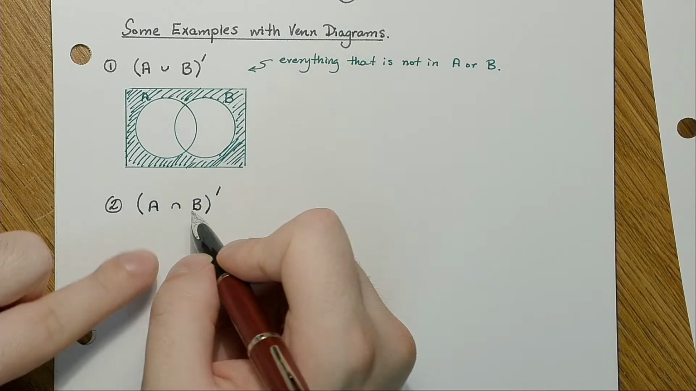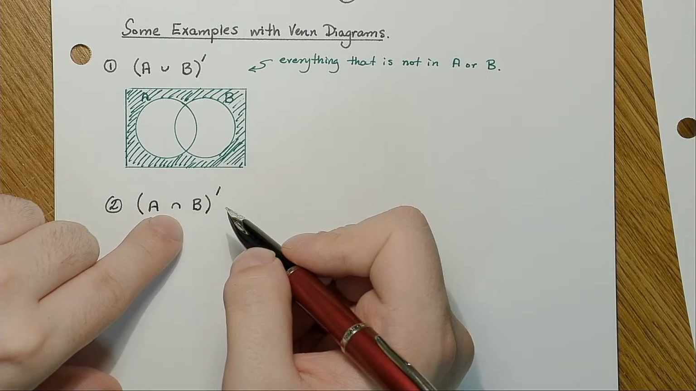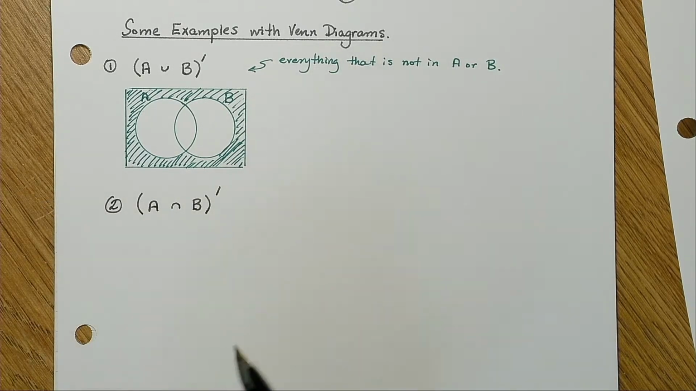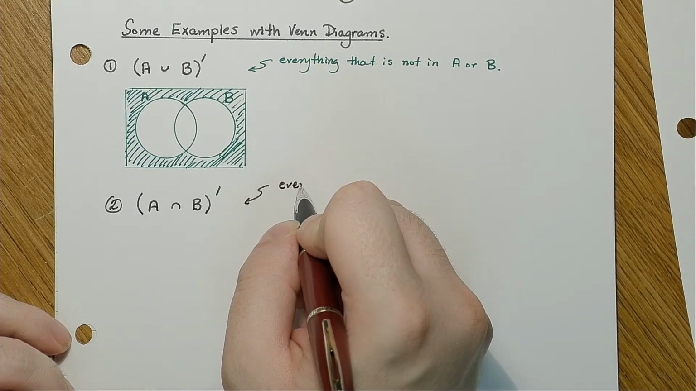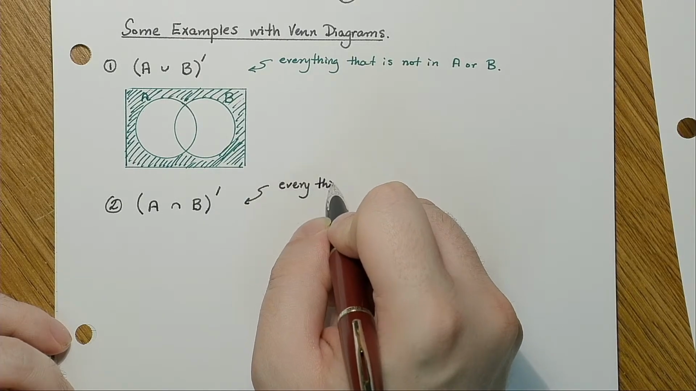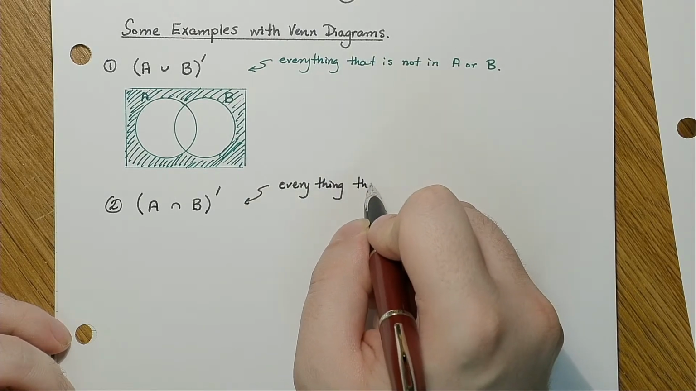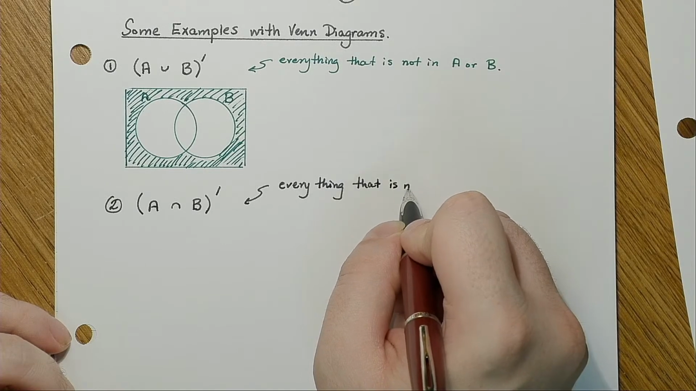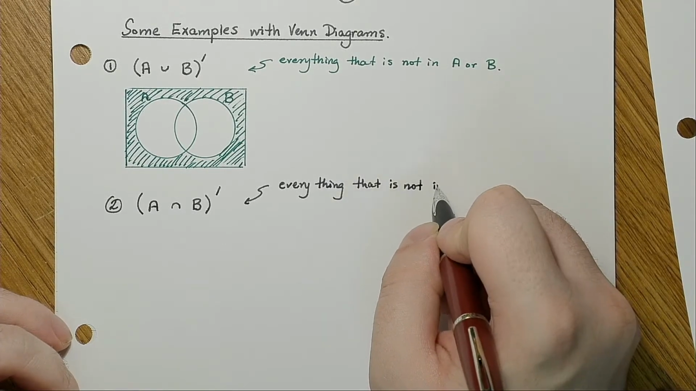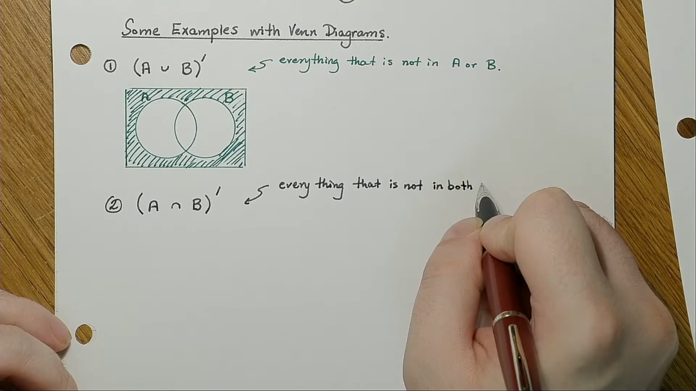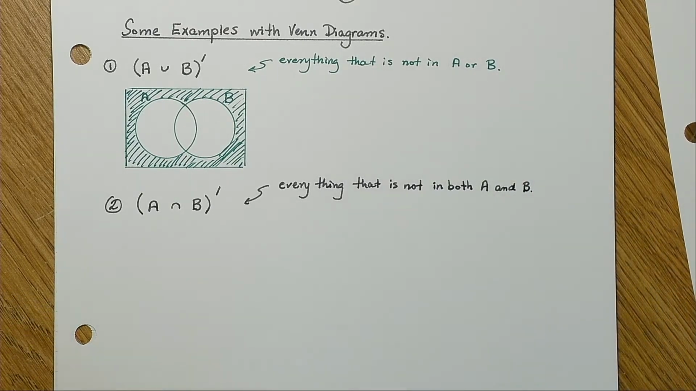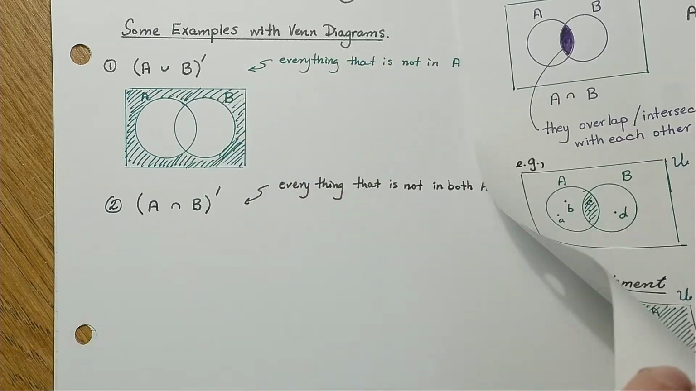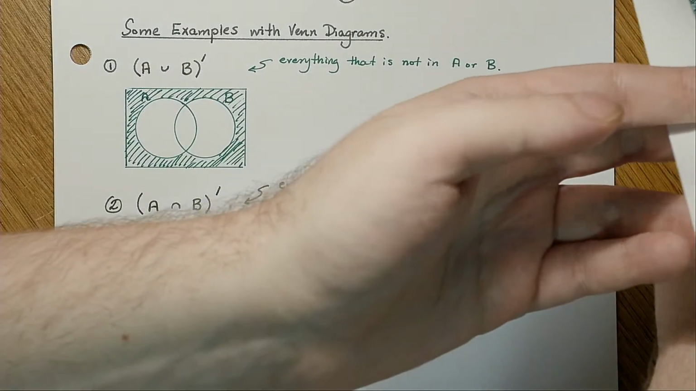I can do A intersect B. So what that would mean is that it's everything that is not in both A and B. So with the intersection, we know, oh, maybe I should draw out the Venn diagram first and then we'll fill it in.